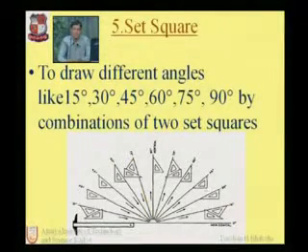Likewise, we can draw all the combinations, but on the right-hand side or the left-hand side, the base of the combination of the set squares should be horizontal. Then only can we slide the combinations of the set squares on the T-square.